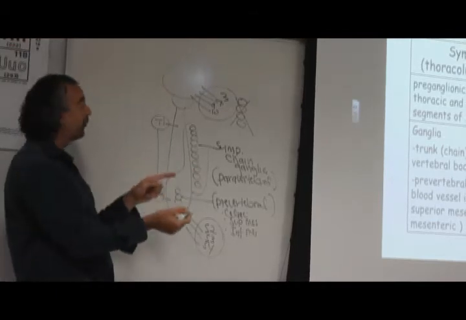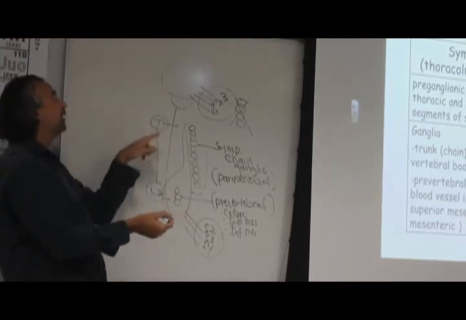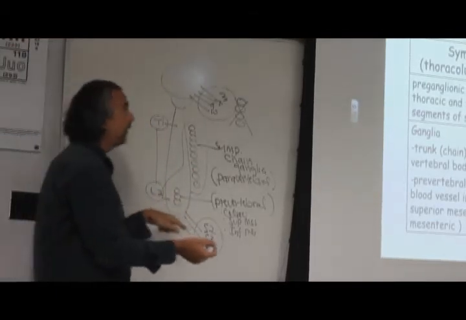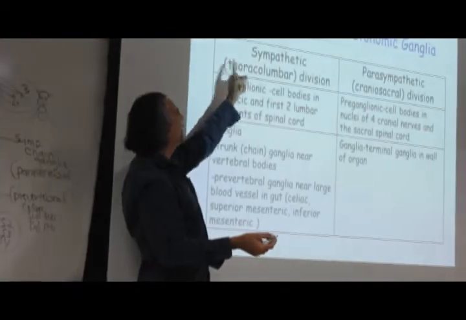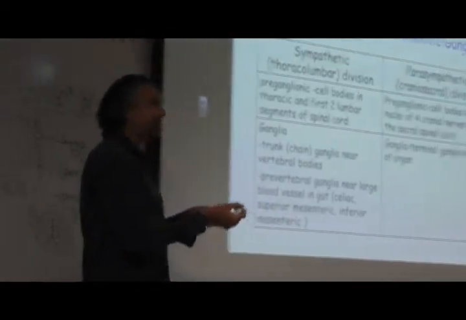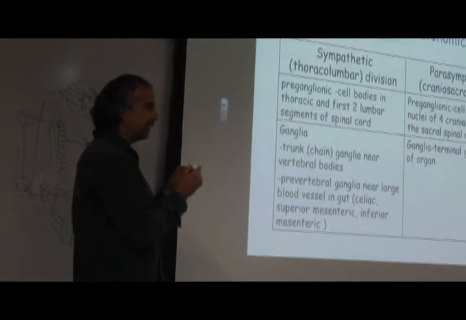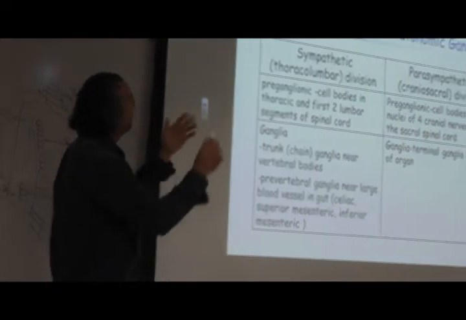Put the two words together. So I have thoracic and lumbar, called thoracolumbar. And so your sympathetic is also known as the thoracolumbar. So again, a little confusing, right? You guys are doing okay. All right, anyway, so those are my two.